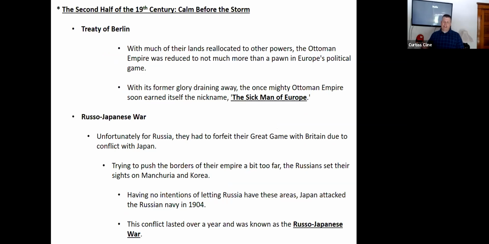With much of their lands reallocated to other powers, the Ottoman Empire was reduced to not much more than a pawn in Europe's political game. They had no more power, and they were just being used as a chess piece, basically. So with its former glory draining away, the once mighty Ottoman Empire soon earned itself the nickname the sick man of Europe.